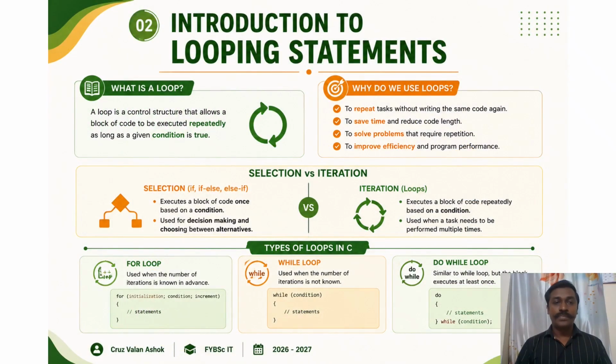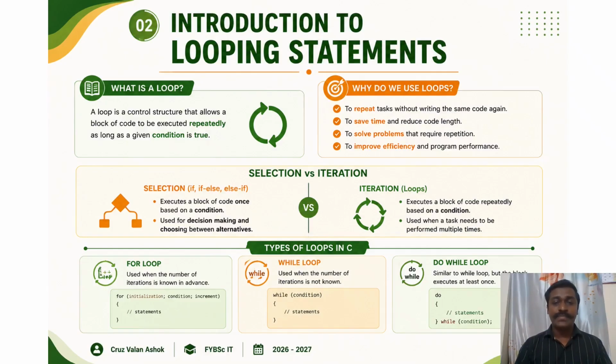What is a loop? A loop is a control structure that allows a block of code to be executed repeatedly as long as a given condition is true. Unlike selection, where a block of code runs only once based on a condition, here a block of code is run repeatedly based on a condition. We call that a loop or iteration.